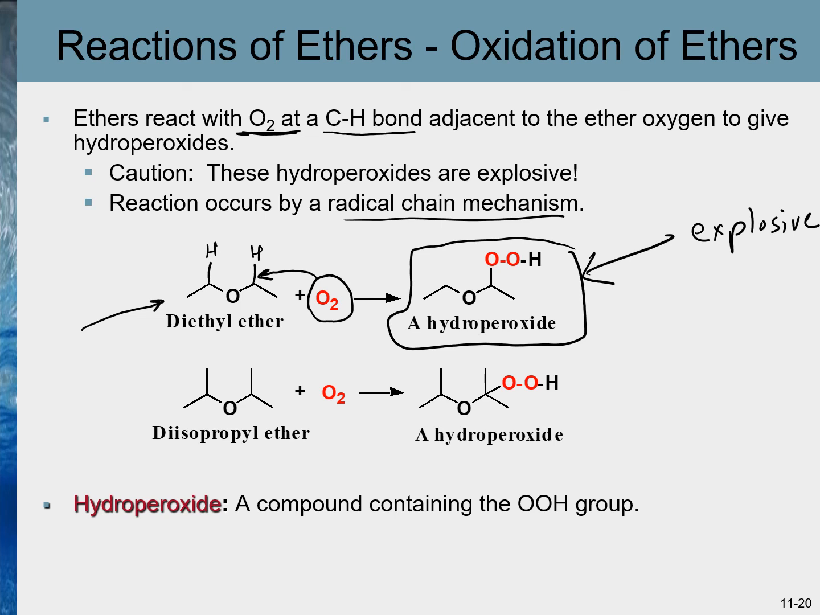Therefore, when ethers are stored, they are stored in a bottle which is completely full, so that no atmospheric oxygen is present within the bottle. We avoid storing ether in a half-full bottle, because a half-full bottle means the remaining half has oxygen, which may result in formation of hydroperoxide. Also, ethers are stored at low temperature, which also prevents the formation of hydroperoxides.